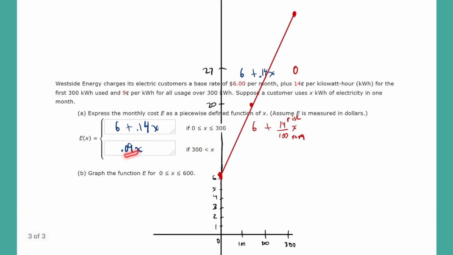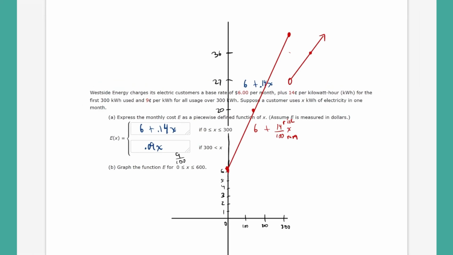And then same thing, that's the same thing as 9 over 100 slope. So you'll go up 9 over 100. All right, so let's say 27 plus 9 is 36. Let's say 36 is right there. And then you're going to go up to 36 over 100. And that's what your line would look like. All right, so that would be the graph of the piecewise function.